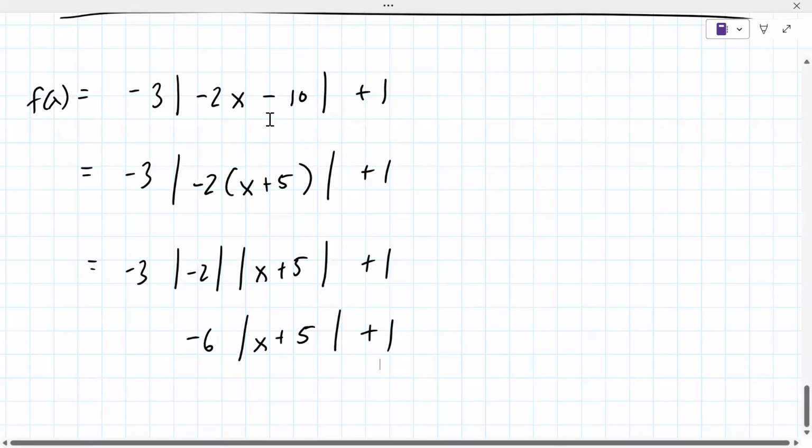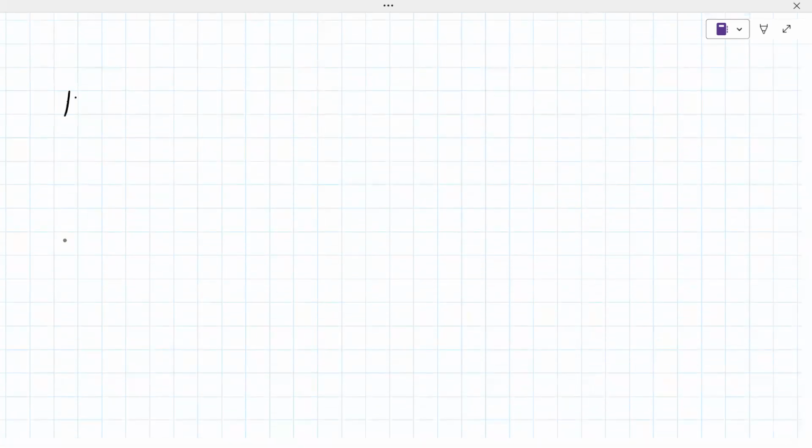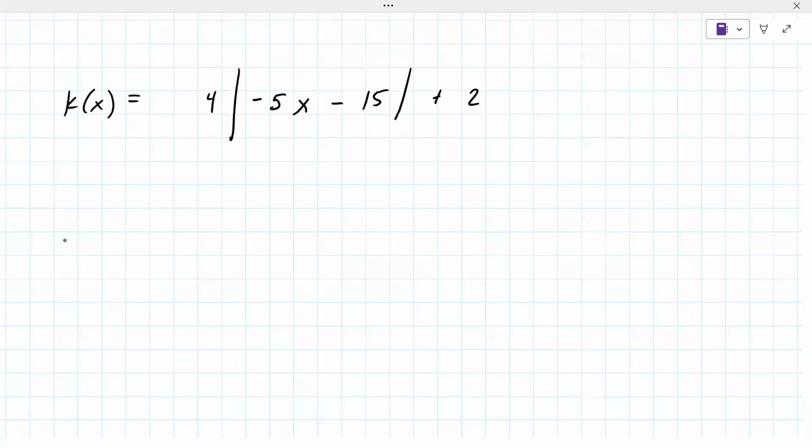You know when you have this down. Yeah, I have it down. Okay, here's one for you to try. K of x equals 4 absolute value of -5x minus 15, plus 2. So go ahead and rewrite it and then come up with the transformations for me, please. I'll be right back. All right.